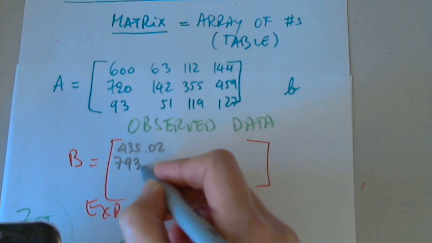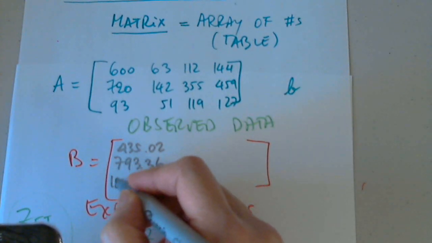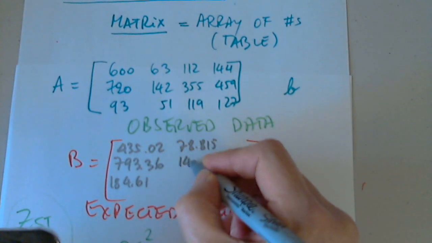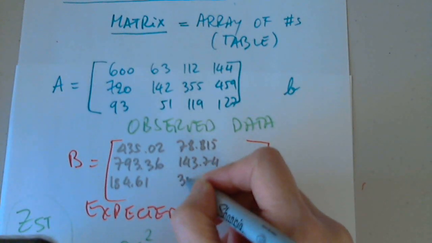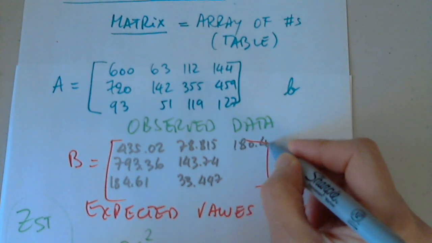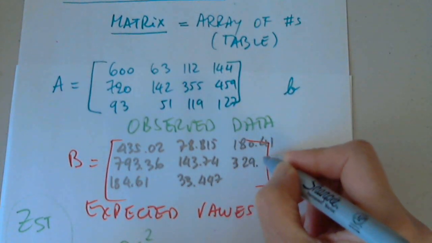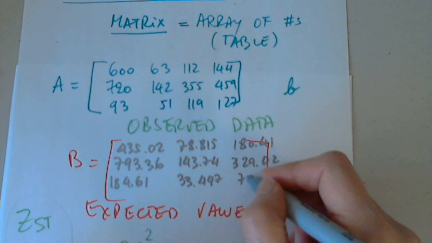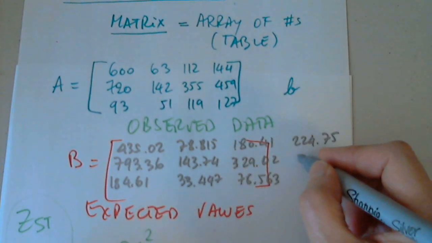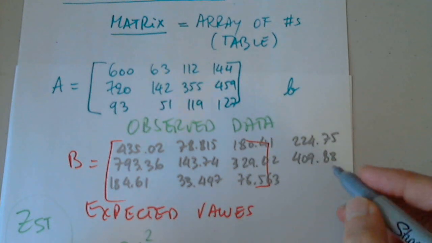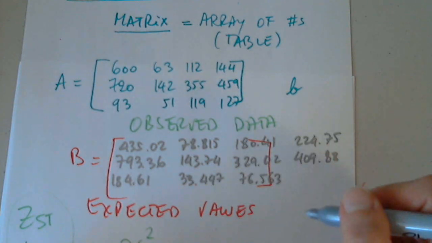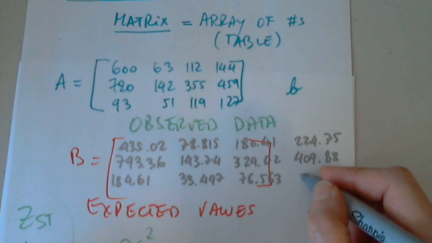So 793.36, 184.61, 78.815, 143.74, 33.447, 180.41, 329.02, 76.563, 224.75, and 409.88. As you see, all of them are above 5. 20% could be less than 5, but definitely more than 1.